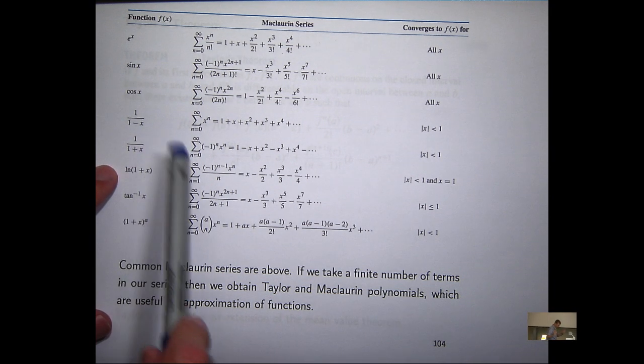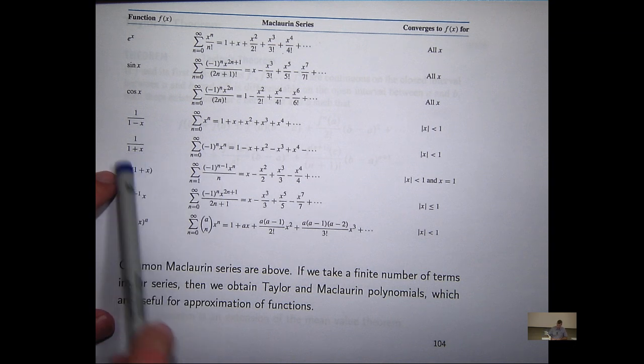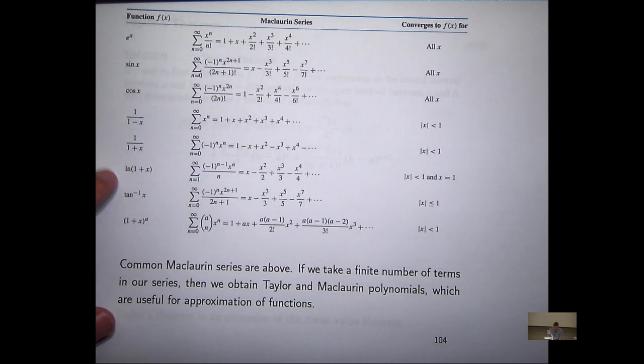How can I get the series for this? Well, it's just the integral of that. So if I know that series, I can integrate term by term and get that. So you don't need to memorize all of these series. You just need to be able to recall the important ones, because then you can derive them if you really need to.